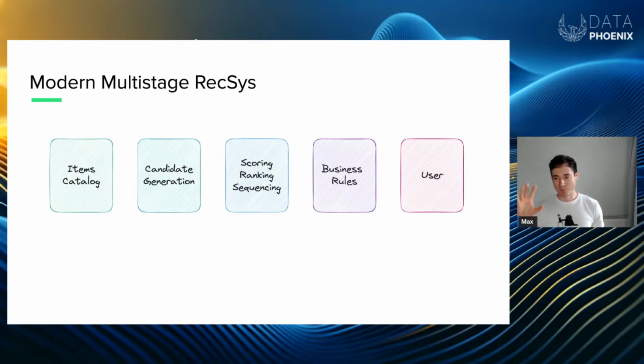And then we have a business rules stage. This one is slightly more vaguely defined. Here I usually group everything that tries to alter the prediction of the previous stage. We'll dive into the details about that, so don't be confused.